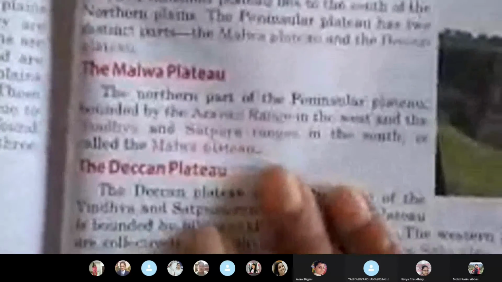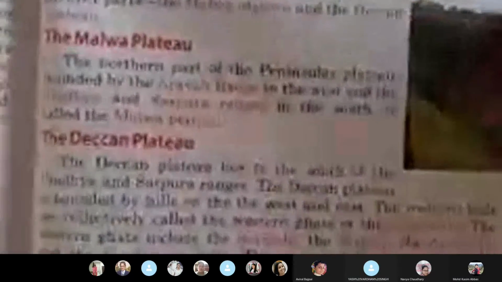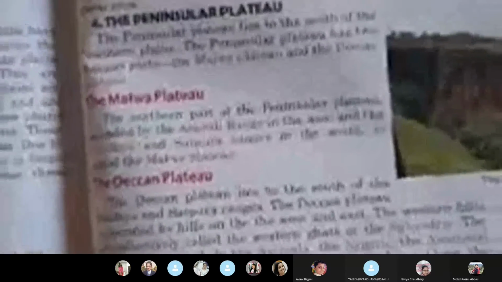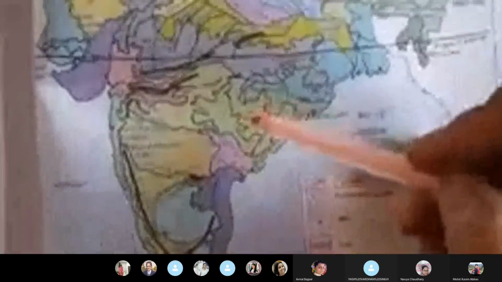Okay. Now, the Peninsula Plateau lies to the south of the northern plains. The Peninsula Plateau has two distinct parts, the Malwa and the Deccan Plateau. Now, the Malwa Plateau. Now, before we go on, let us first tell you the place. This area, this triangular piece of land is a plateau area.